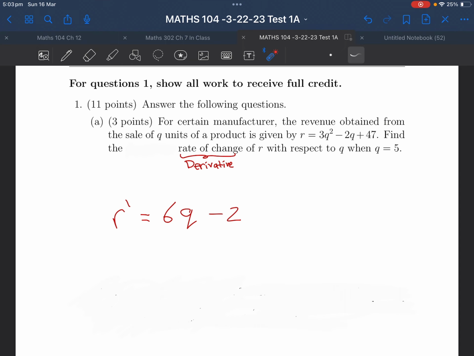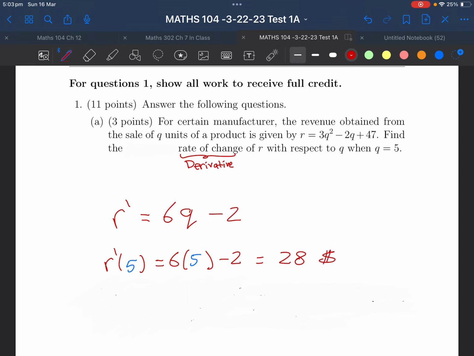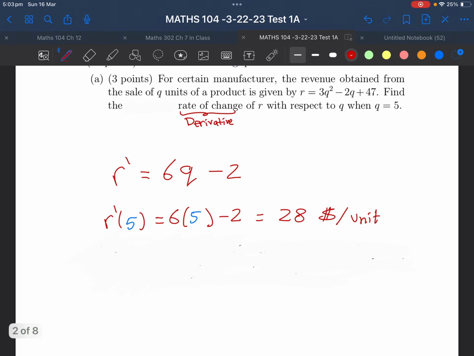What we need to do next is substitute the number that is given to me. I have here Q equal to 5. All you need to do is substitute, and instead of every Q you can see, you just substitute 5. So the final answer will be 28, and that will be $28 per unit.